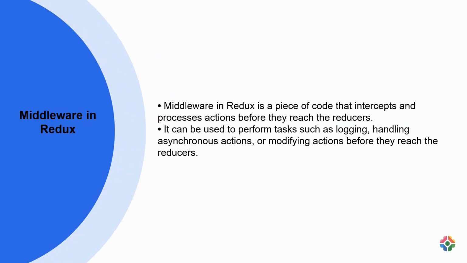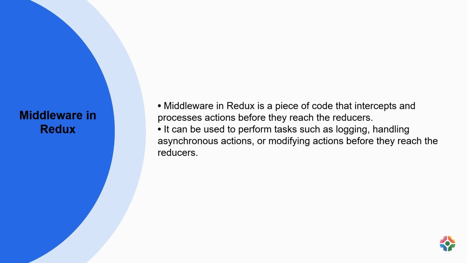Middleware in Redux serves as an intermediary between actions and reducers, allowing developers to execute additional logic before actions are passed on to reducers. This is commonly used for tasks like logging, handling asynchronous actions, such as API requests, or altering actions prior to their processing by reducers.